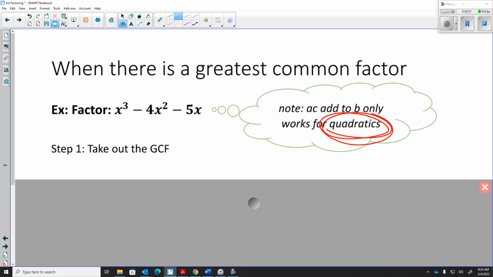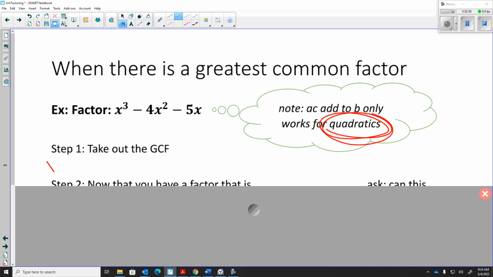So first thing you want to look for all the time is look for a GCF. Is there a GCF? Okay. So let's take out x. It's going to be x squared minus 4x minus 5. So I'm just dividing each of those things by x. Now I'm left with that.